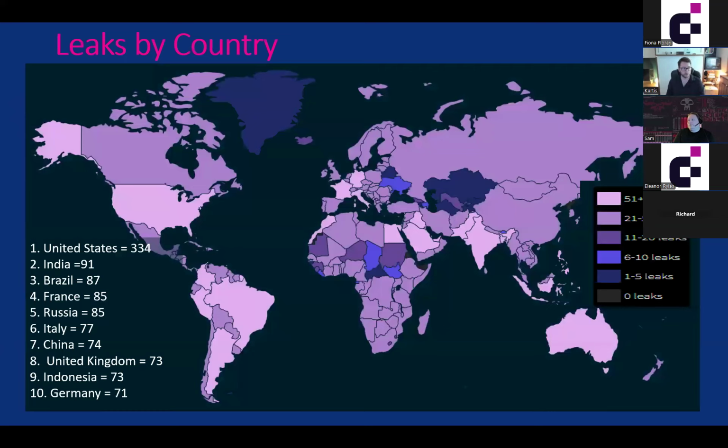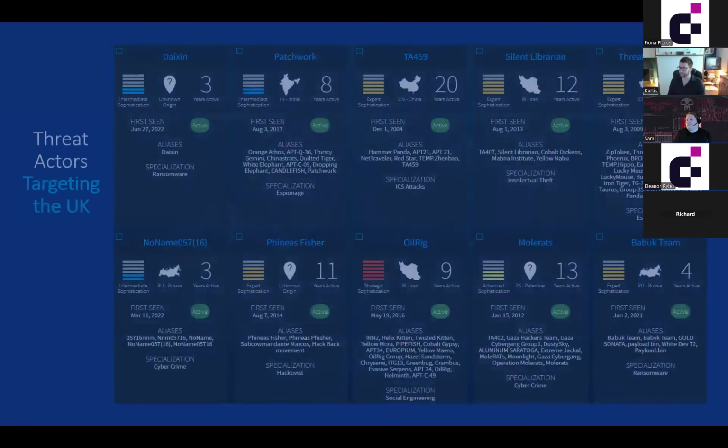Just a quick example of some leaks. This is using data that we've collected in my organization. There were 334 leaks in 2025 in the US states, and in the UK, 73 leaks. Now, this doesn't mean it's 73 pieces of data. This is 73 enormous leaks. These are very large leaks of gigabytes of data. So this is just in 2025 over the course of really a few months with the data that I looked at. So it's a global problem, not just a UK problem, but we are a significantly targeted area.